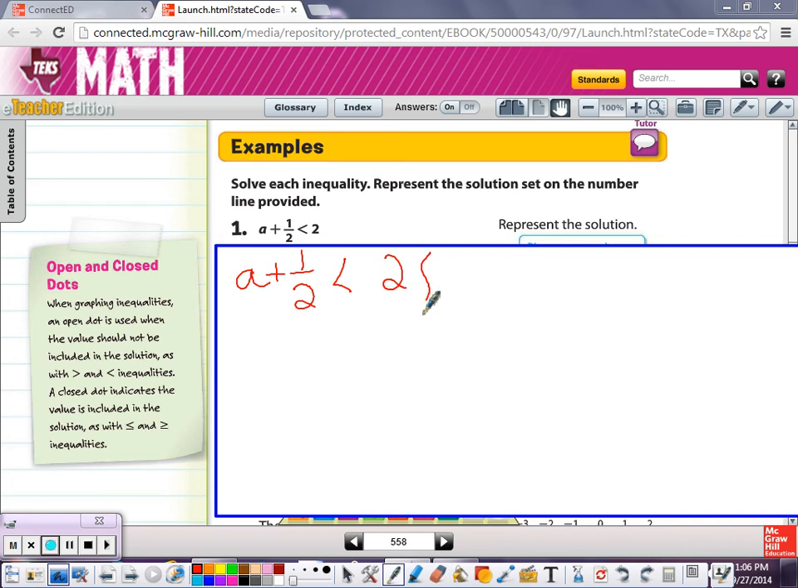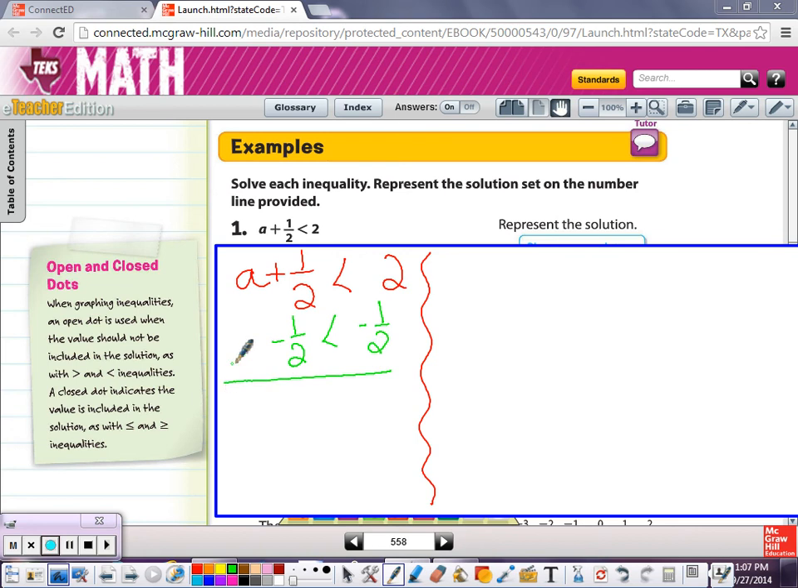Now, let's go ahead and figure out what's going on. Our variable is A. What's happening to it? We're adding 1/2. Well, what's the opposite or inverse of adding? We're going to subtract. So if we were adding something, we're going to subtract that same amount. But I did it on the left-hand side of my symbol, so whatever I do on the left-hand side, I have to also do on the right-hand side.